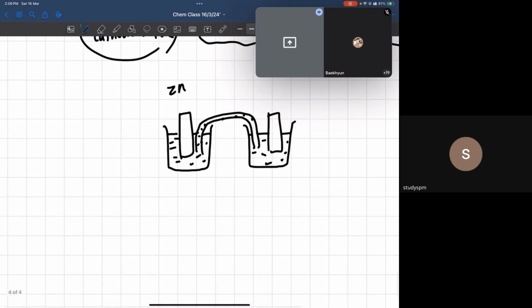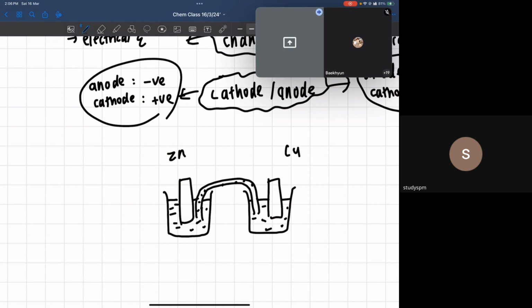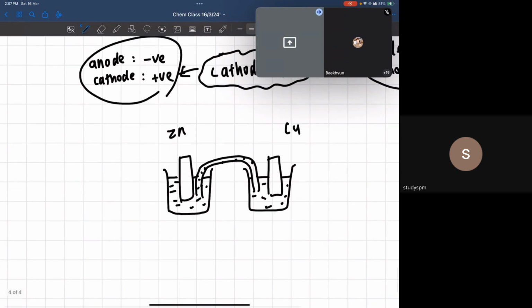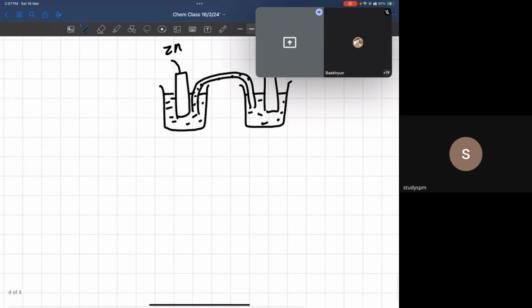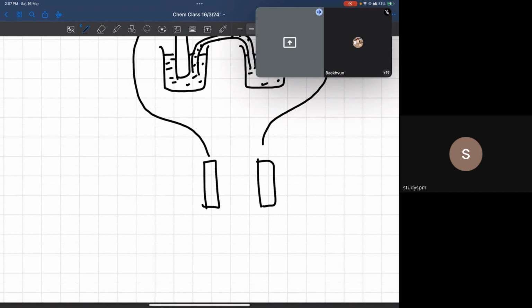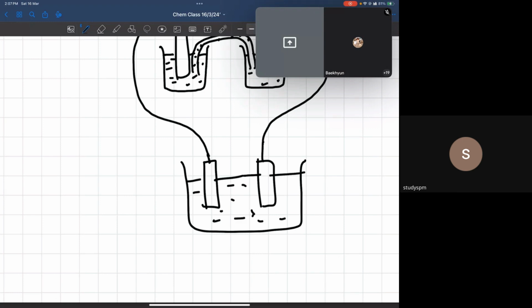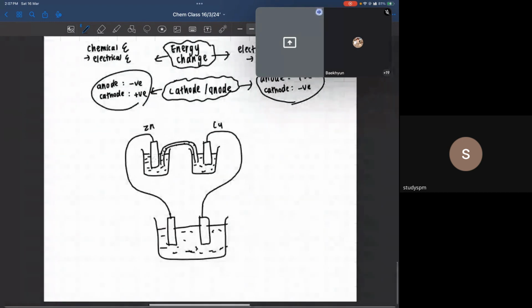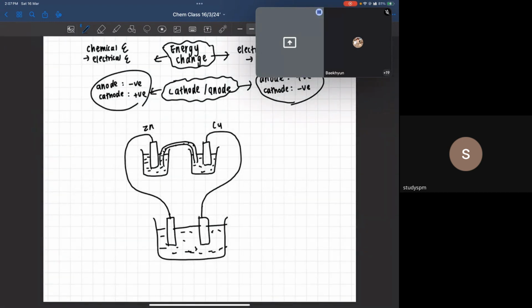Zinc, and then let's say copper. The zinc is the negative terminal because it has a lot of electrons. Then it will undergo oxidation. But in the tricky question, they combine it like this. Then there are electrodes combined like this. Then one electrolyte like this. Okay, this is the tricky one that they really like to give. 22 also got it in the trial. 23 also got it in the trial.